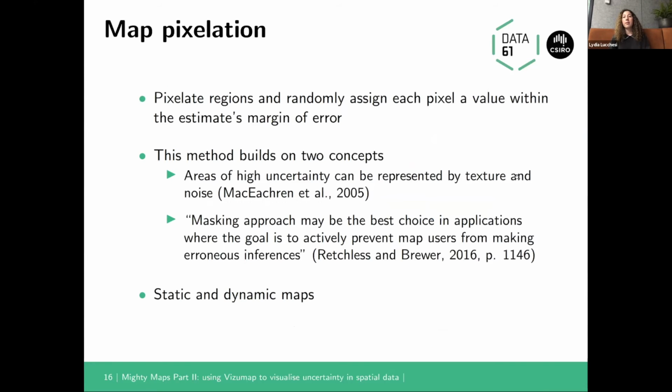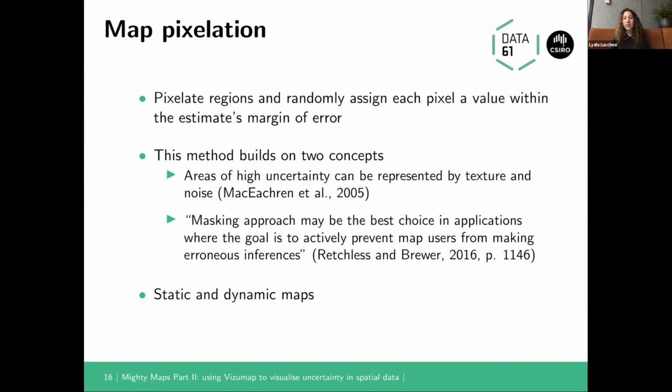All right, the second method, map pixelation. In this approach, we pixelate regions and then randomly assign each pixel a value within the estimate's margin of error. This method builds on two concepts in the uncertainty visualization literature. The first, that areas of high uncertainty can be represented by texture and noise. And the second is that a masking approach can be best where you want to prevent users from making erroneous inferences. So in this method, you can't actually determine what the exact estimate and margin of error are. You just get a general idea.